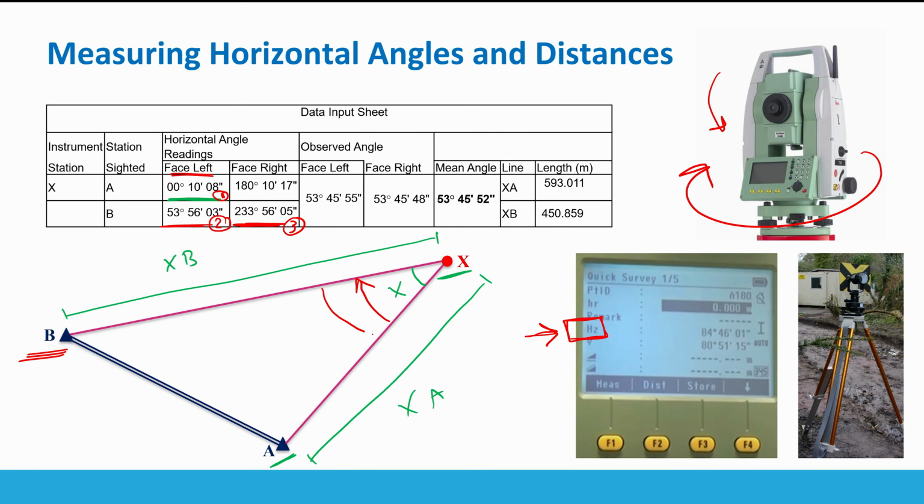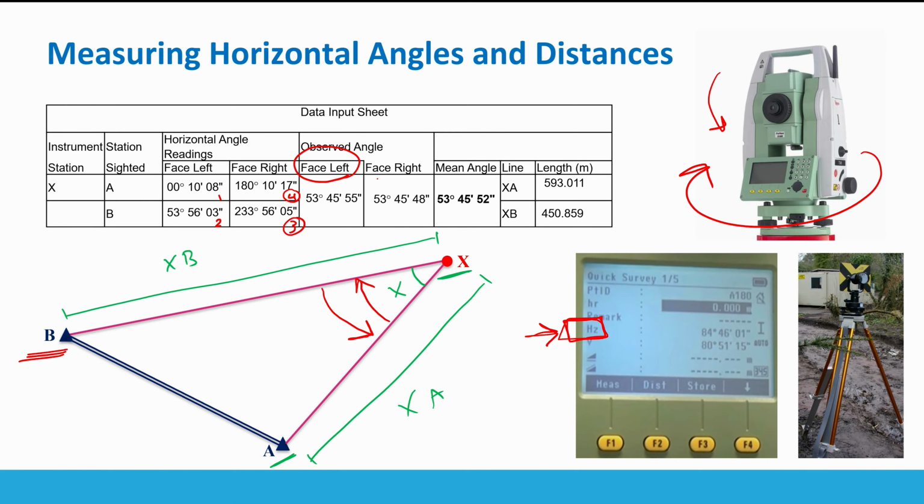And now you will return the total station towards A. You will sight A, the same, look at the screen of the total station and write down the horizontal angle value here. This is called face right over A. This is the fourth measurement. After you have done these measurements, face left over A and B, face right over A and B, you need to calculate the final face left, which is the second measurement here minus the first measurement here.